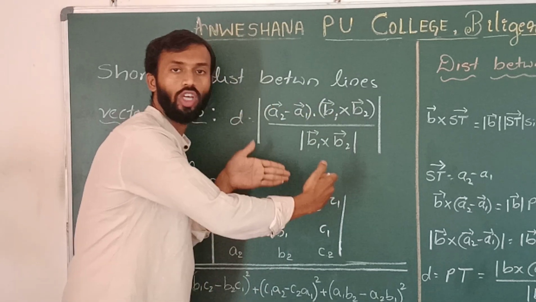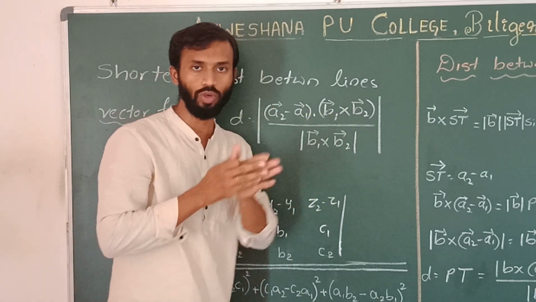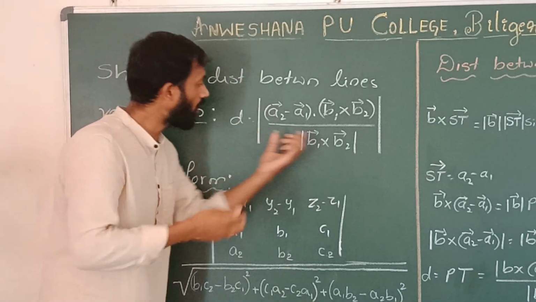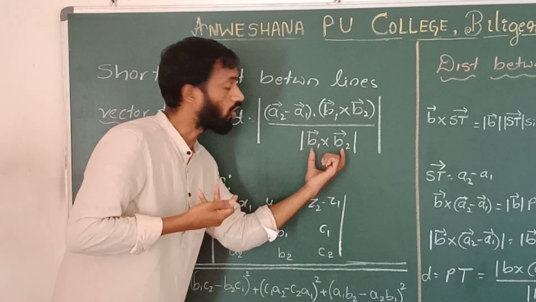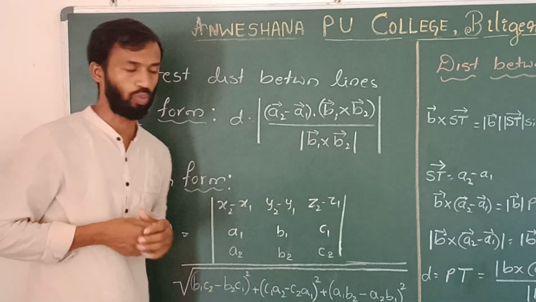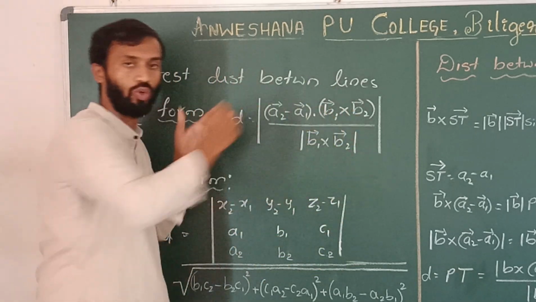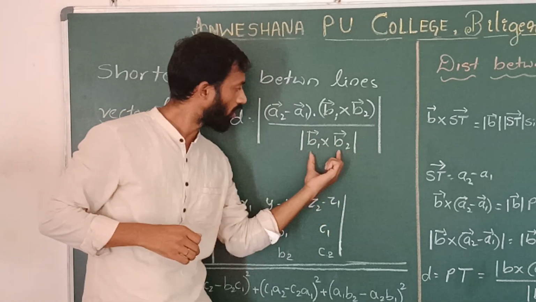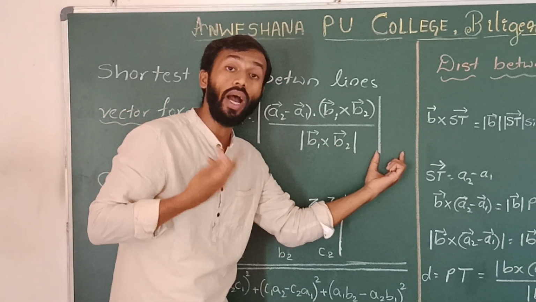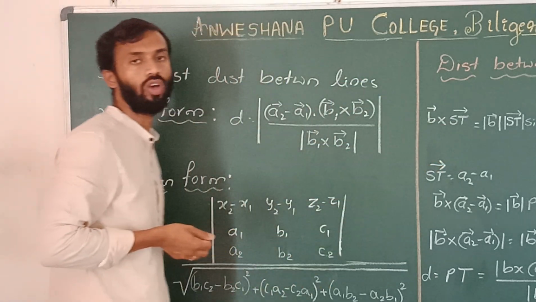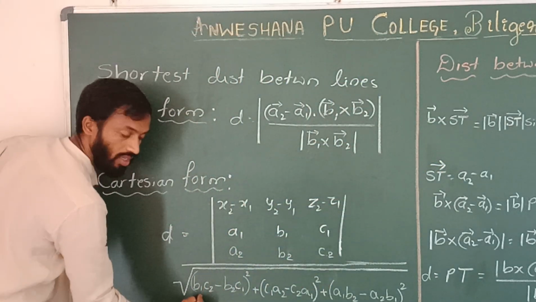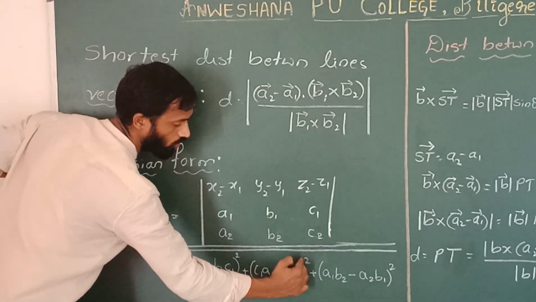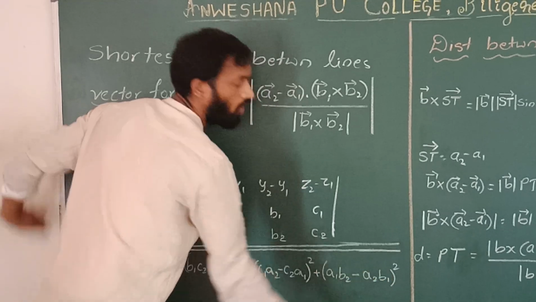We know that the cross product of B1 and B2 is found using the i j k determinant. So if you find the cross product of B1 and B2, you will get one output, one vector. Now I want the magnitude of that vector. The magnitude will be, see dear students, (b1 c2 minus b2 c1) whole square plus (c1 a2 minus c2 a1) whole square plus (a1 b2 minus a2 b1) whole square.